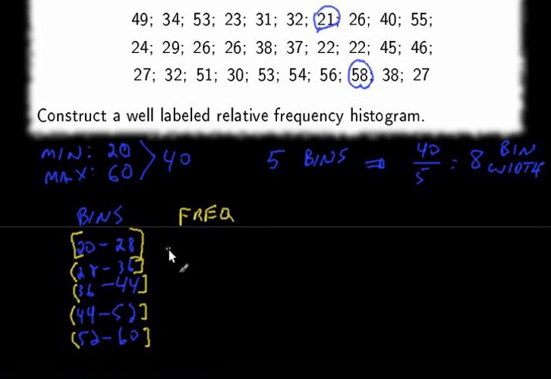So we have to go through the data, make a tally chart, 20 to 28, 28 to 36, and we're going to go right through the data. 49 belongs in this bin. 34 belongs in this bin. 53 belongs in this bin. 23 belongs in this bin. 31 here. 32 also here. 21 here. 26 here. 40 here. 55 here. 24 here. 29 here.